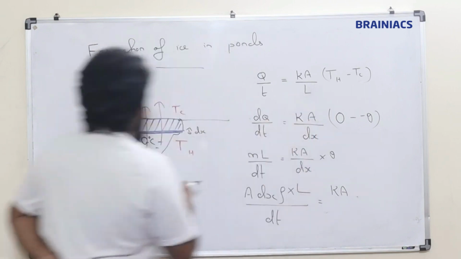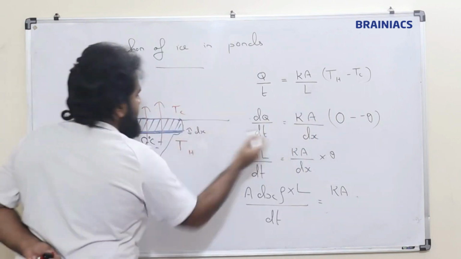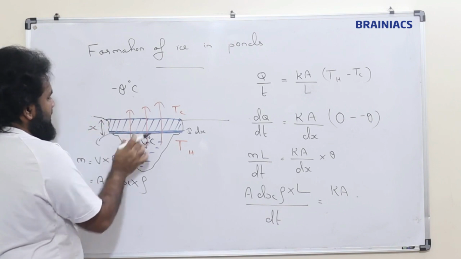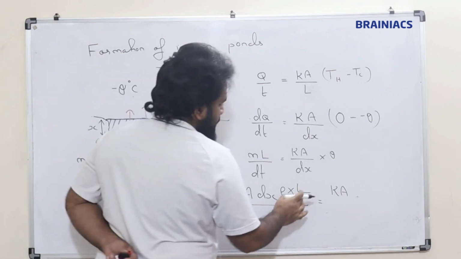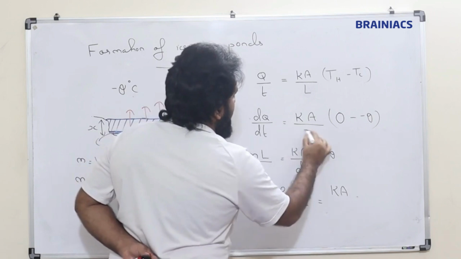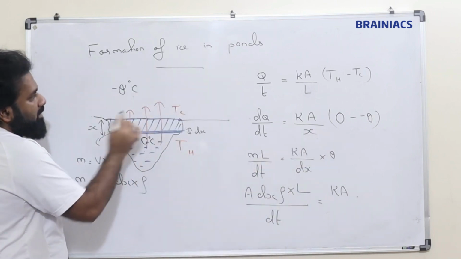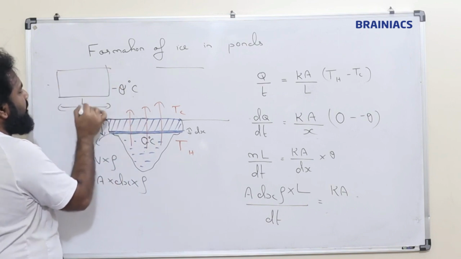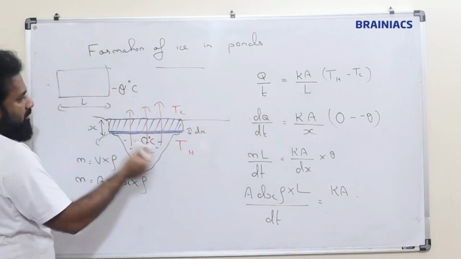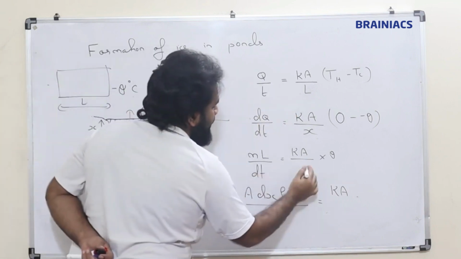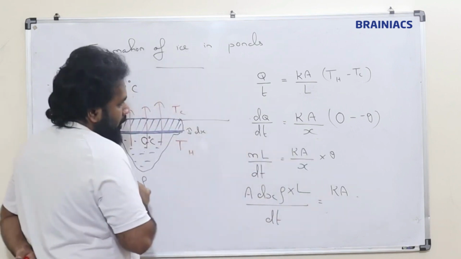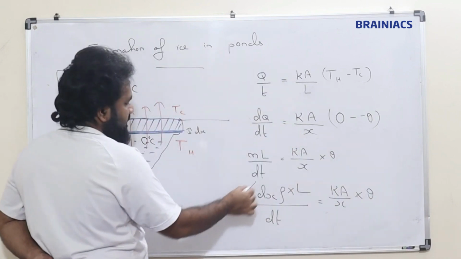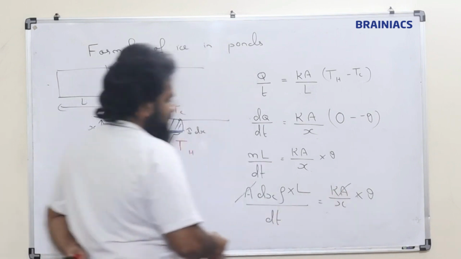Here I have taken dx. Actually, how much is there? Suppose we consider this length as x, the extra formation is just dx. So here instead of dx I am taking x, because this thickness we need to consider. When we consider a slab, this is the length, so this length we need to consider. So I put dx here, that is wrong, I am making it x. So KA by x into theta. So I can cancel A.